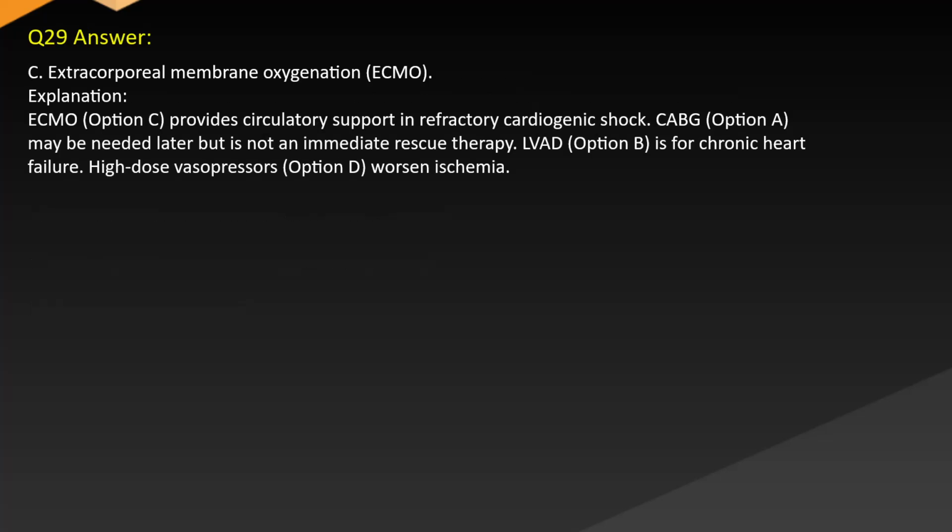Answer C. Extracorporeal membrane oxygenation, ECMO. Explanation: ECMO, option C, provides circulatory support in refractory cardiogenic shock. CABG, option A, may be needed later but is not an immediate rescue therapy. LVAD, option B, is for chronic heart failure. High-dose vasopressors, option D, worsen ischemia.